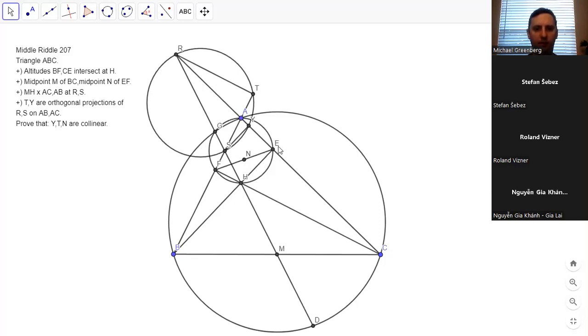Okay. And basically we know this angle EHN is equal to angle CHM from the similar triangles. So we want to show CHM is equal to EHY.